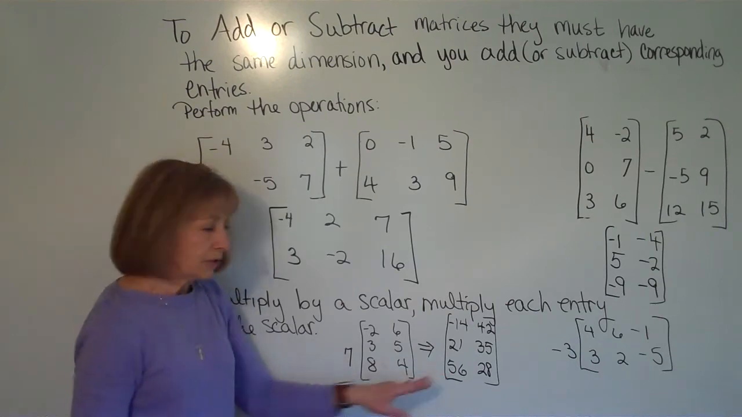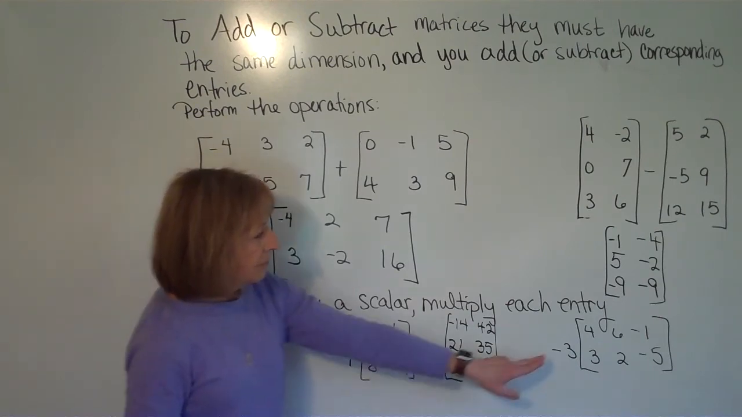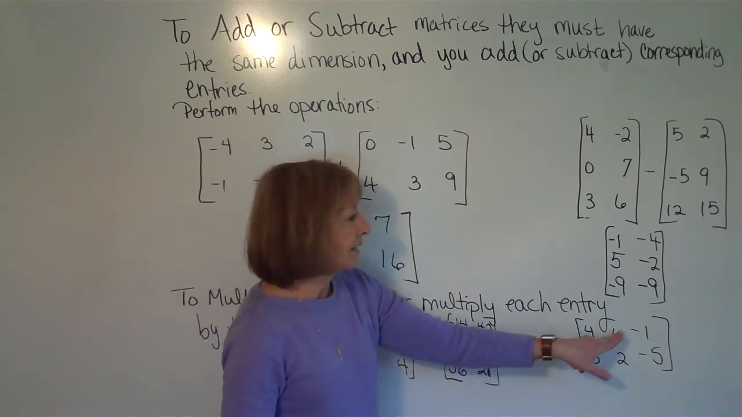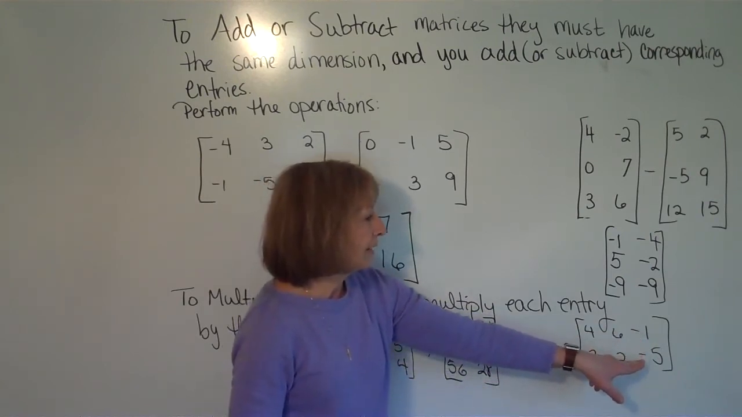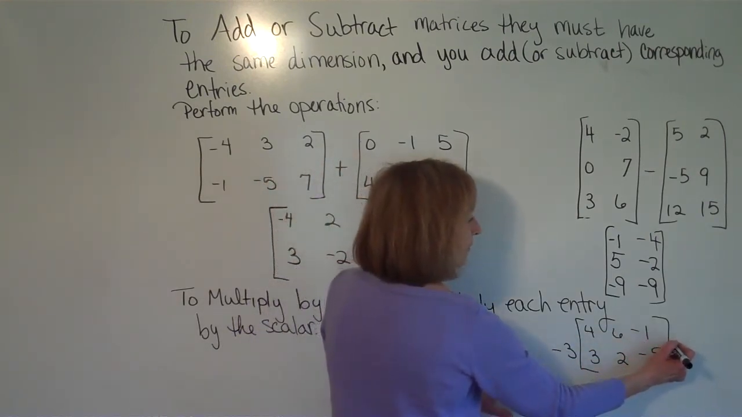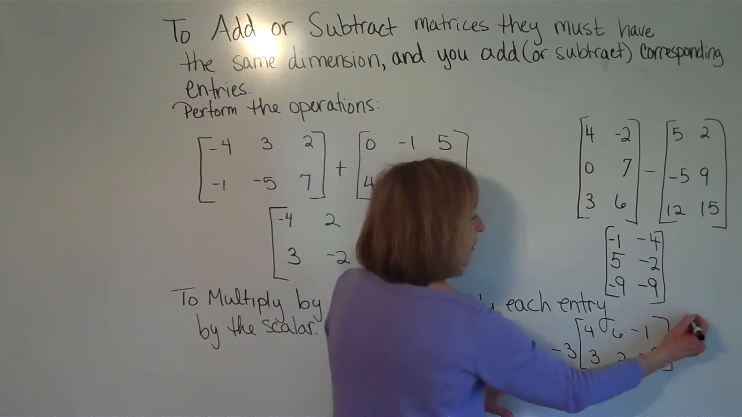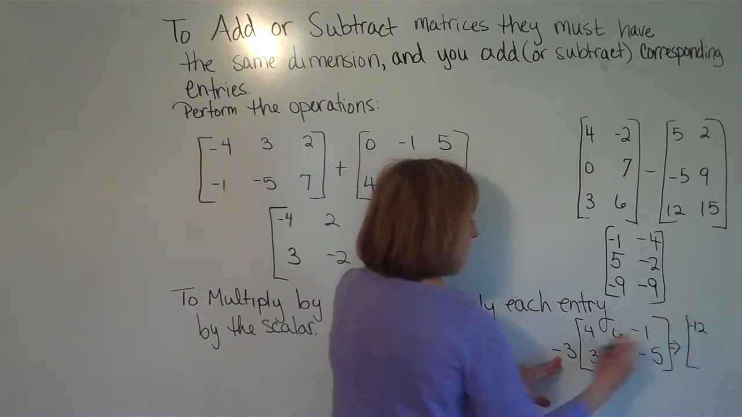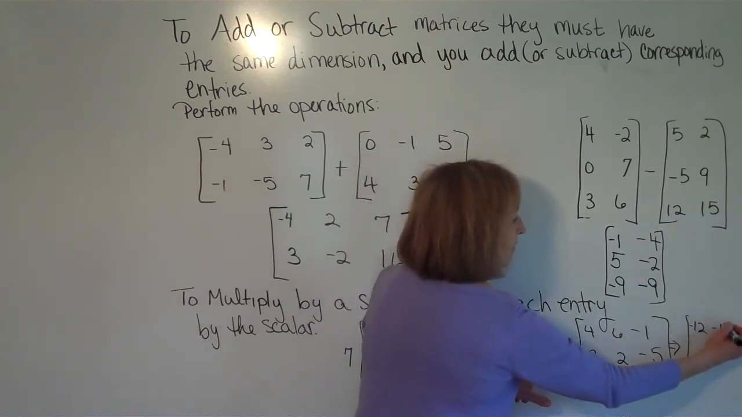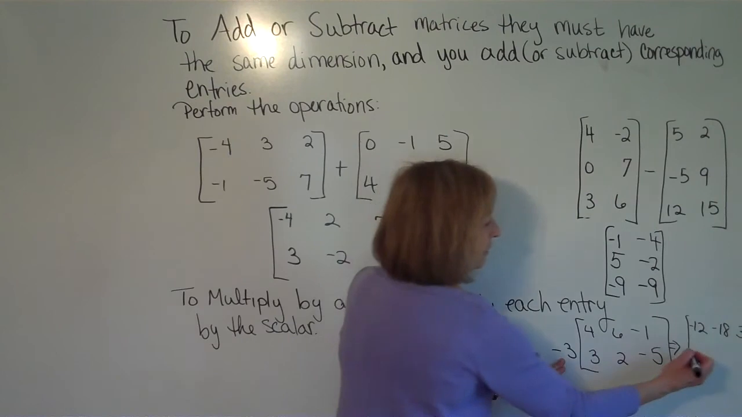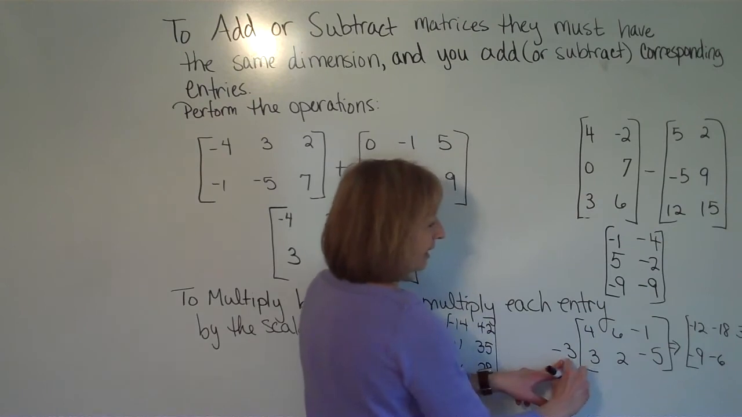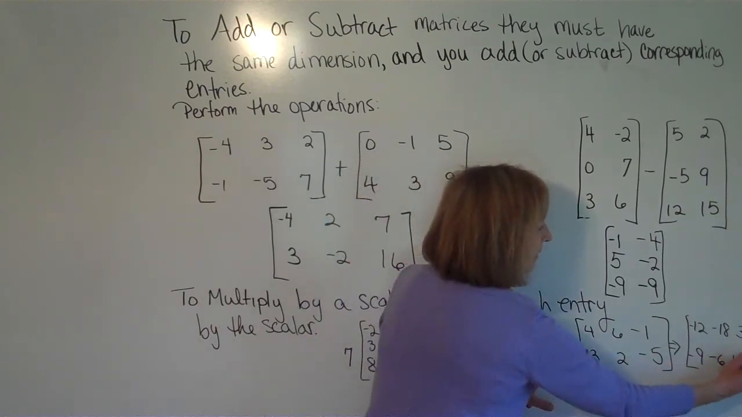So again, not too bad in terms of the process to go through. Let's do this last one. It's a scalar -3 times the matrix with entries 4, 6, -1, 3, 2, -5. So we have our scalar that's going to be multiplied through. -3 times 4 is -12. -3 times 6 is -18. -3 times -1 is +3. -3 times 3 is -9. -3 times 2 is -6. And -3 times -5 is +15.